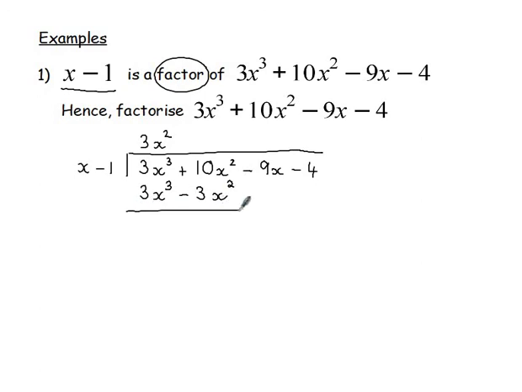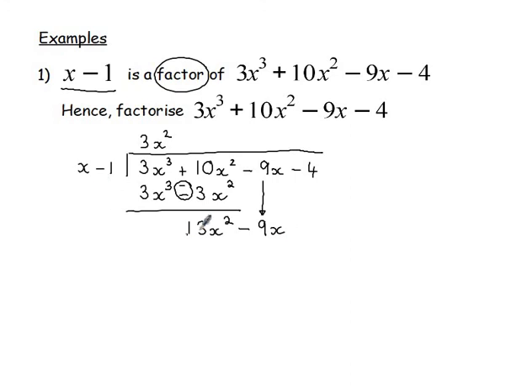Now we want to subtract this. So 3x cubed, take away 3x cubed is 0. 10x squared, take away minus 3x squared. Remember, that take away with that minus is going to be a plus. So you've got 10x squared plus 3x squared to give you 13x squared. Drag this minus 9x down ready, and we can start again.